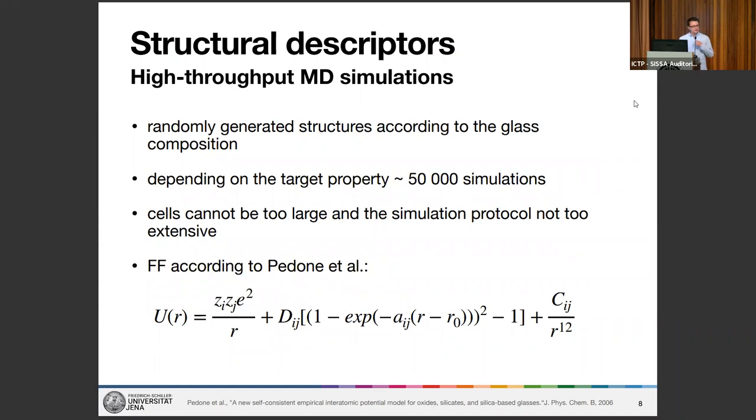So we're randomly generating structures according to the glass composition. Depending on the target property, we are starting with about 50,000 simulations. The cells as of right now cannot be too large, and the simulation protocol cannot be too extensive, because we have only so much time, right? Throughout this conference, there were a lot of fancy force field methods presented, but since we wanted to keep it simple and straight at the beginning, we are using a very common force field within the field of glass science, the force field according to Pedone et al. But later on, we can fancy up on that part.